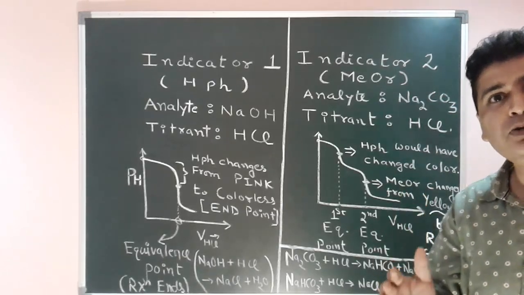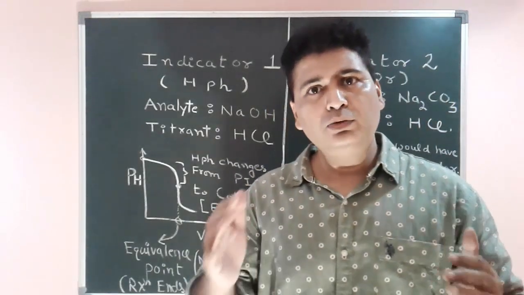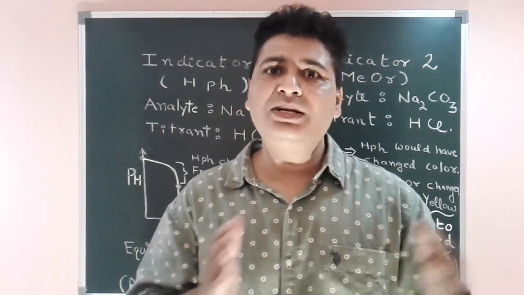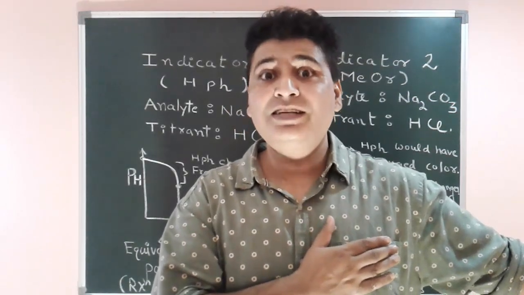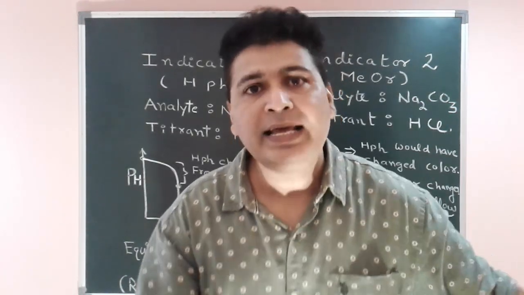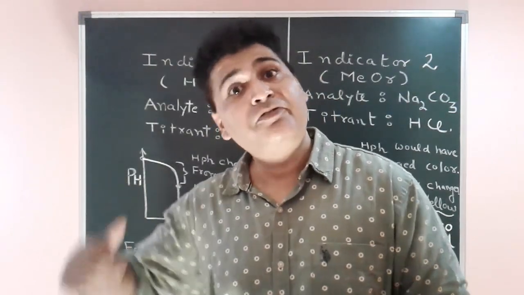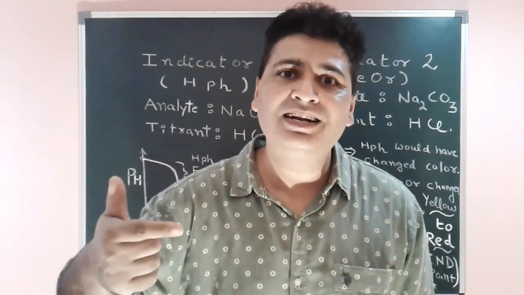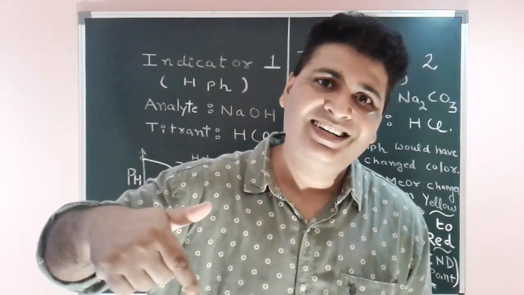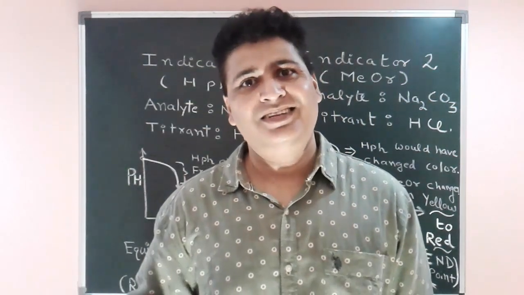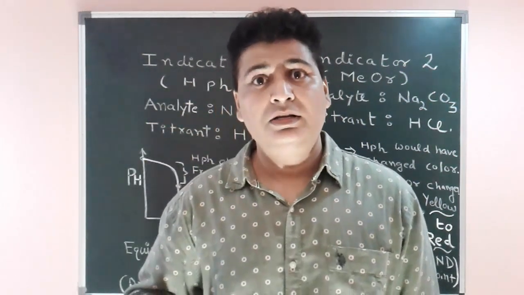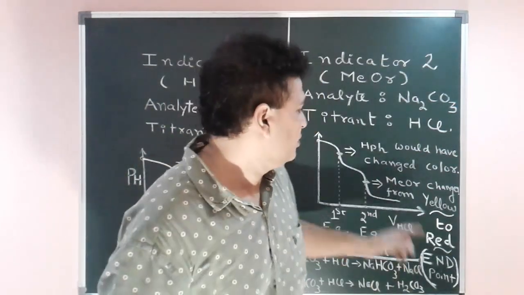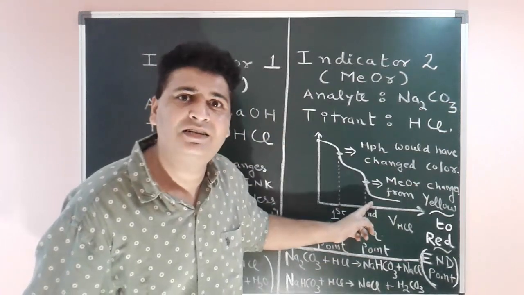So the reaction of Na2CO3 is basically a two-stage process. In the first stage, Na2CO3 converts into NaHCO3. It is called the first equivalence point. In the second stage, the formed NaHCO3 is completely exhausted with the HCl that we have added further. So there are two reactions, two equivalence points. So there must be two sharp changes in the pH, and we have first change, second change.